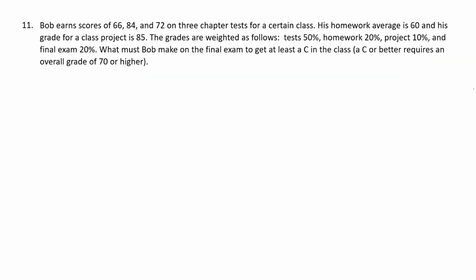Bob earns scores of 66, 84, and 72 on 3 chapter tests for a certain class. His homework average is 60, and his grade for a class project is 85. The grades are weighted as follows: tests 50%, homework 20%, project 10%, and final exam 20%. What must Bob make on the final exam to get at least a C in the class?